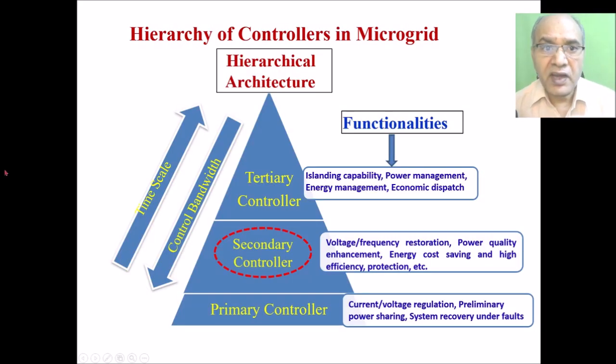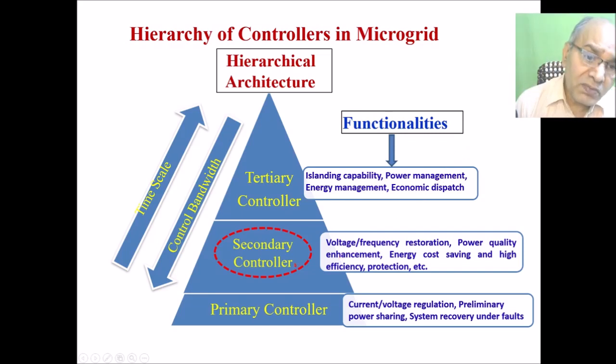This is further explained here, the hierarchical structure of the microgrid controllers. The primary controller involves current and voltage regulation, preliminary power sharing among the units of the microgrid, and system recovery under fault conditions. Secondary controllers involve voltage and frequency restoration, power quality enhancement, energy cost, and so on. At the tertiary level, we have islanding capability. As I said, you decide whether it will be grid mode or off-grid mode, power management, energy management, economic dispatch, and so on.